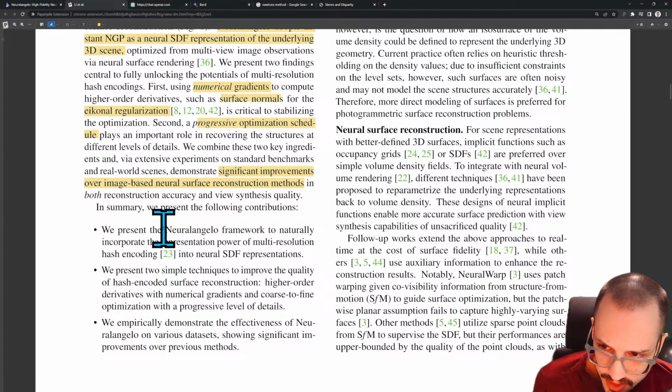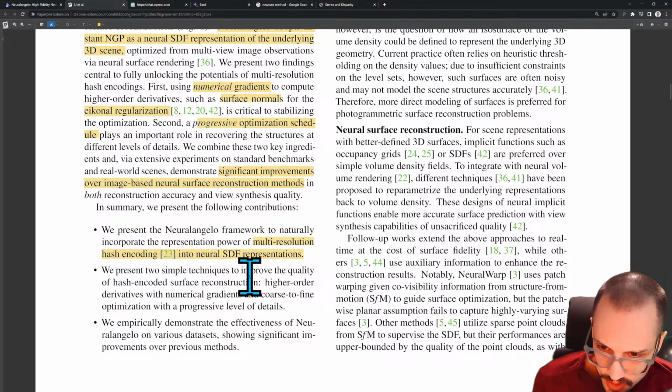So they present the Neuralangelo framework to naturally incorporate the representation power of multi-resolution hash encodings and neural SDF representations. So basically they're going to be combining this multi-resolution hash encoding idea, which is also an NVIDIA idea, with basically the SDF, the signed distance function.